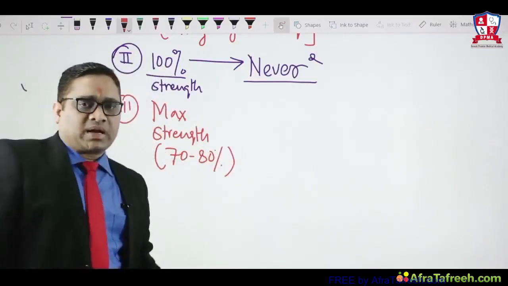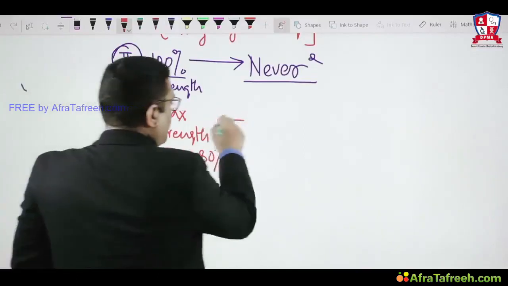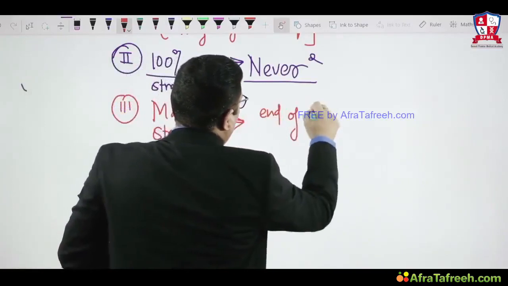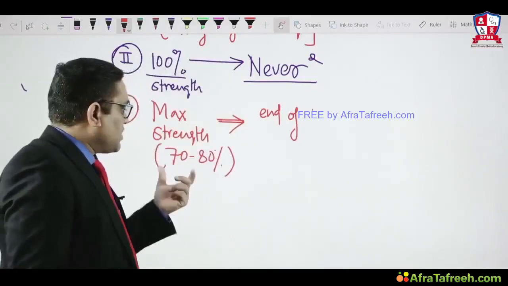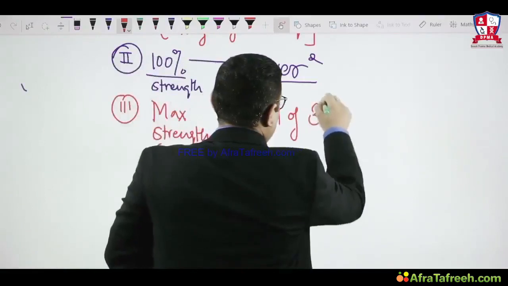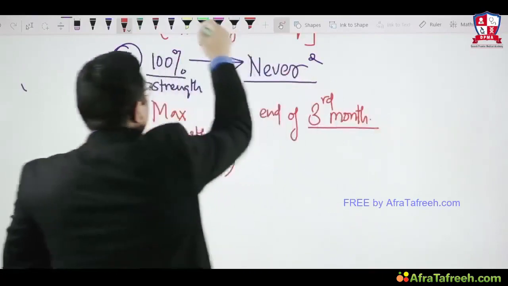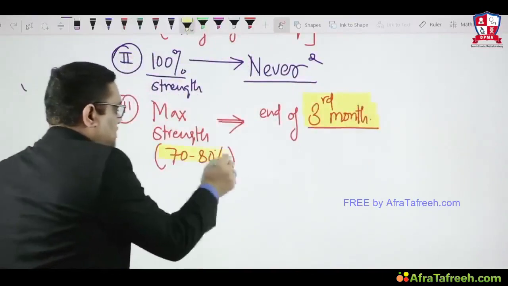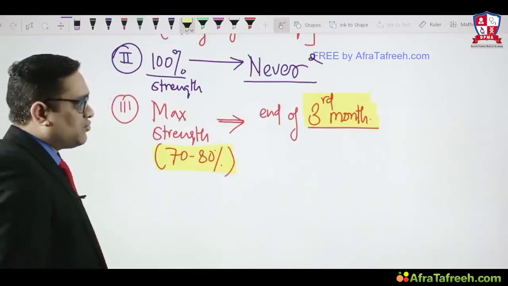So the maximum strength attained by any wound is 70 to 80% of the original. Remember, this is a very frequently asked MCQ. The maximum strength is 70 to 80% and it will be achieved by the end of the third month. That is the important point we have to remember. By the end of the third month, maximum strength will be achieved, which is 70 to 80% of the wound strength. So this is how we can understand wound strength.